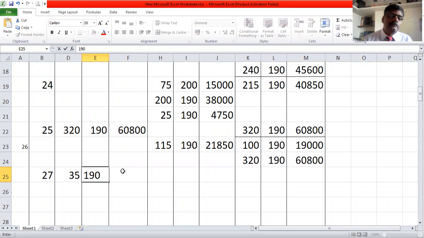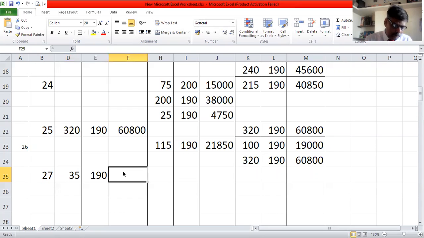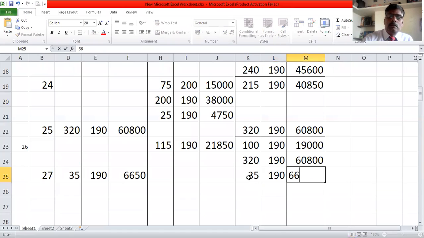Amount is 35 into 190 is equal to 6,650. 6,650 is the amount. 35 units at the rate of 190. Clear? Then you take the same in the balance column. 35 at the rate of 190 and amount is 6,650.